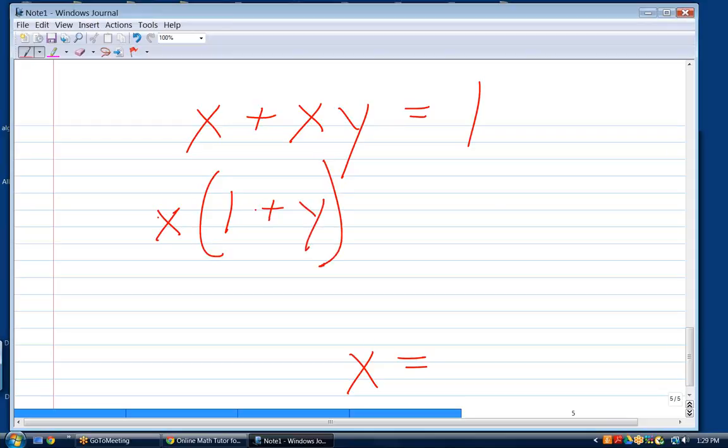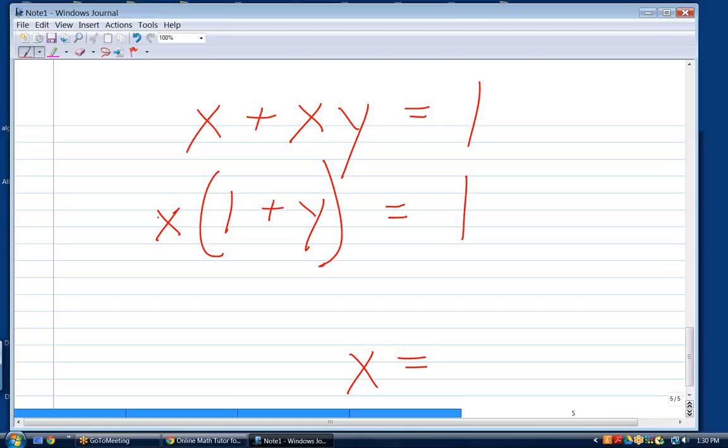Now, before we go any further, make sure you understand why that is the same as that on the left side of the equation. Multiply these two back together again, you get x plus xy, right? Okay. So all I've done is factored out an x. I haven't changed anything. I haven't moved anything. The second line of that equation is the same as the first line. It's just written differently.